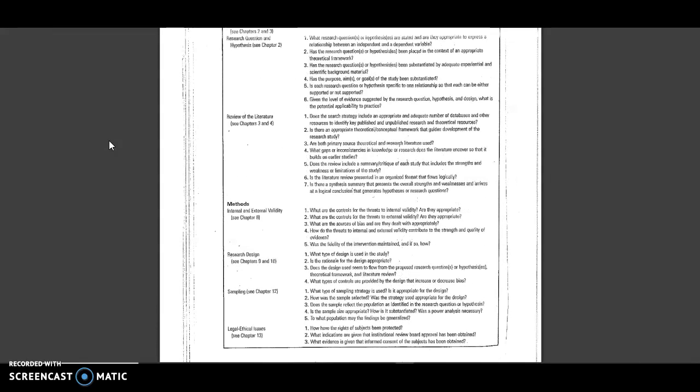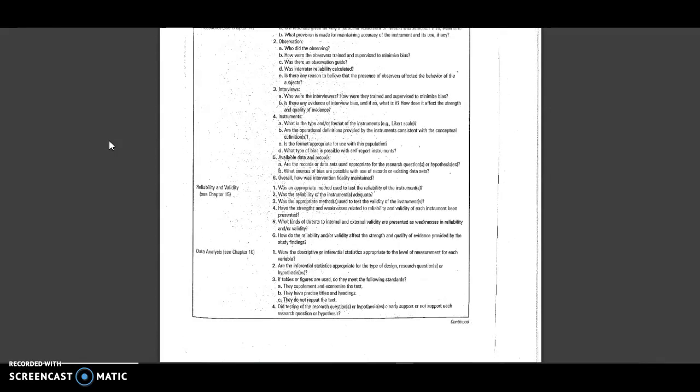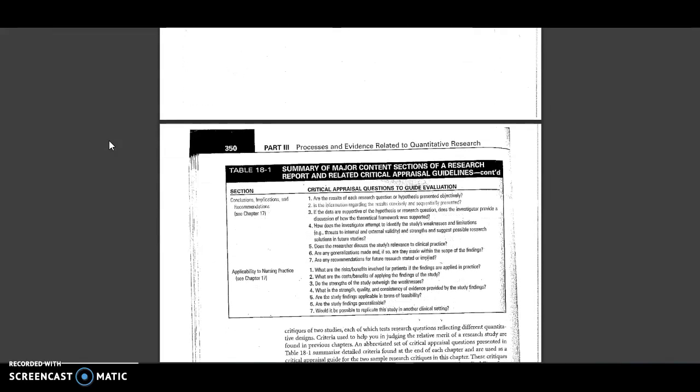questions to really think about as you're reviewing and critiquing articles. So just use this checklist, so to speak, as the questions to help guide your thought process when you are doing your critique.